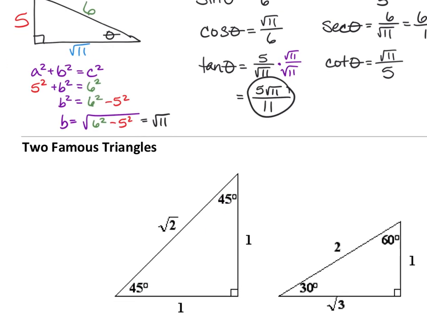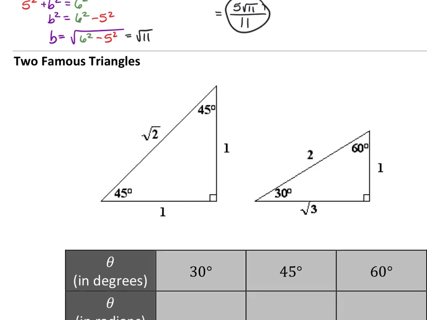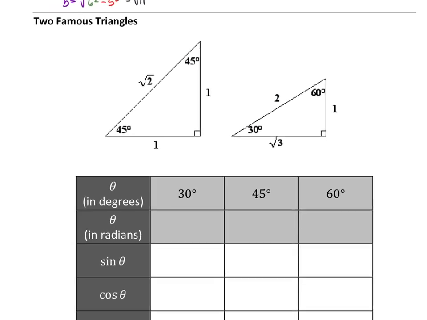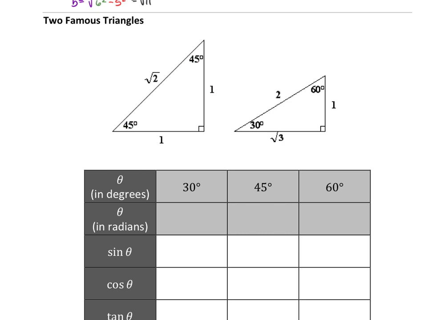Okay. We got 2 famous triangles. Have y'all seen these triangles before? A 45, 45, 90 triangle and a 30, 60, 90 triangle. These triangles are your best friends. These are the ones that you're going to hear about the most for the next 9 weeks, because a lot of our trig functions are going to be done at these angles.